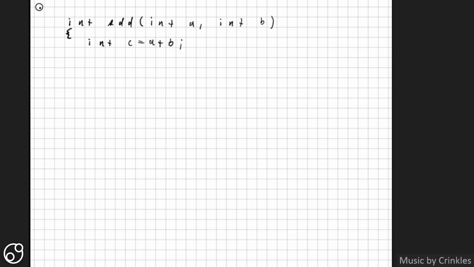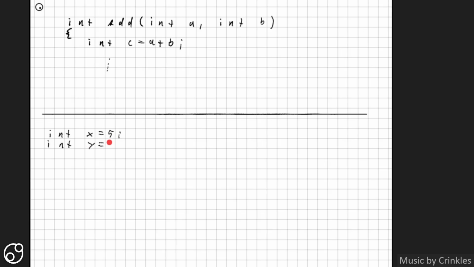As you can see, we can just use these two variables as if they were initialized already. We're going to leave some code out here. Let's look on the other side. Let's call it x equals 5 and y equals 2.